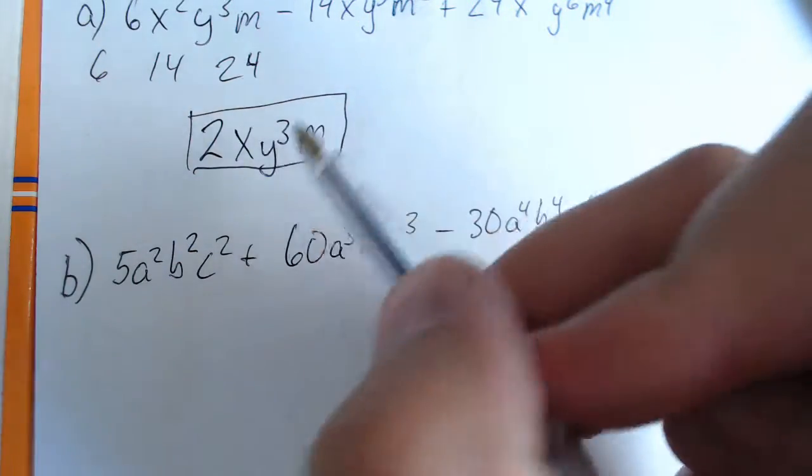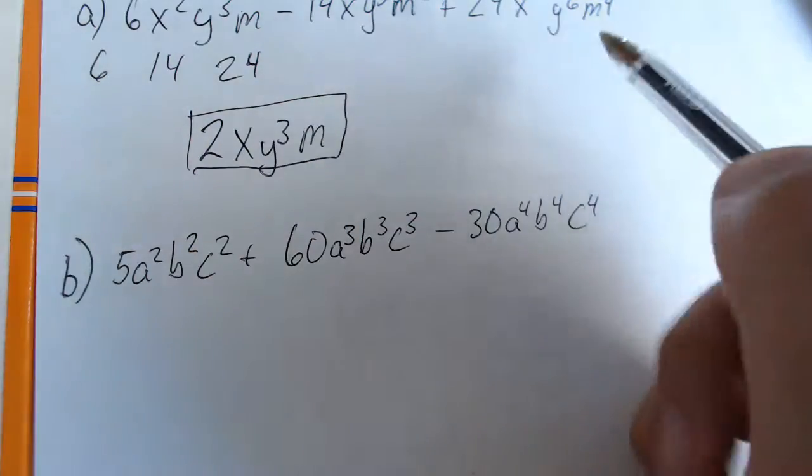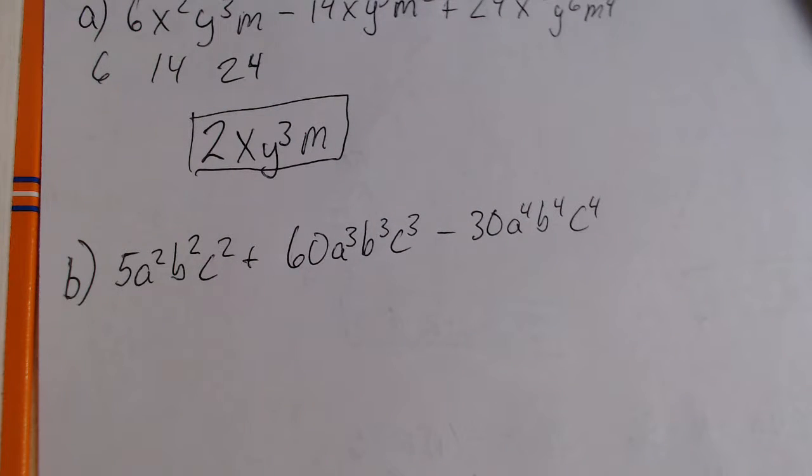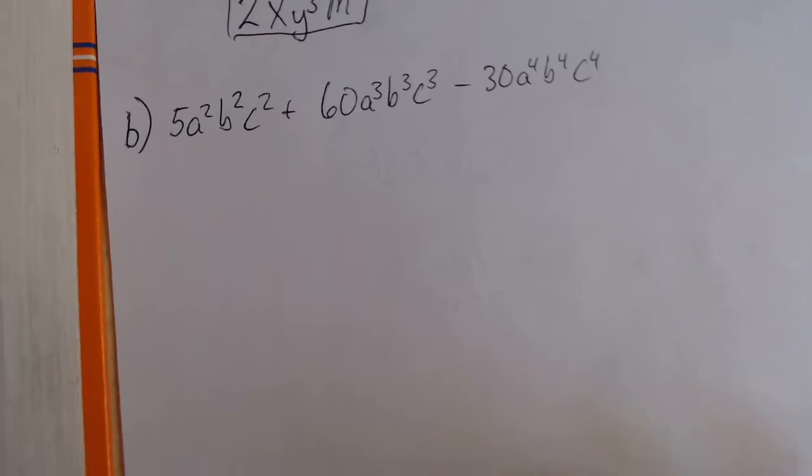So we just find the greatest common factor of the whole numbers and then look for the lowest value of exponent that each letter has. Once you understand these problems, you can work them out fairly quickly. So let's go to B.